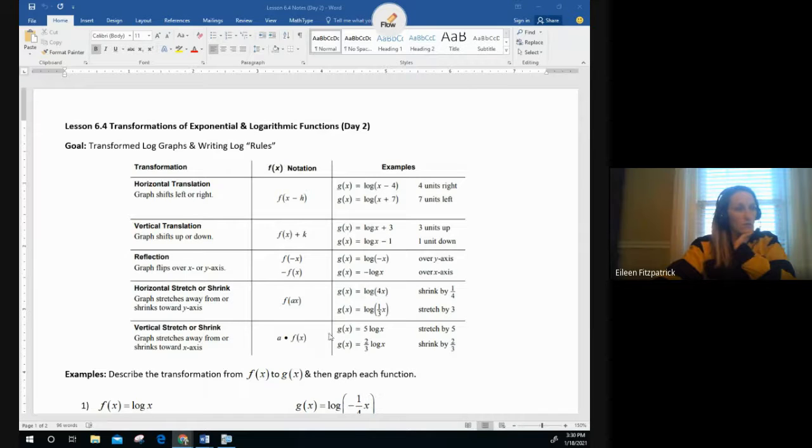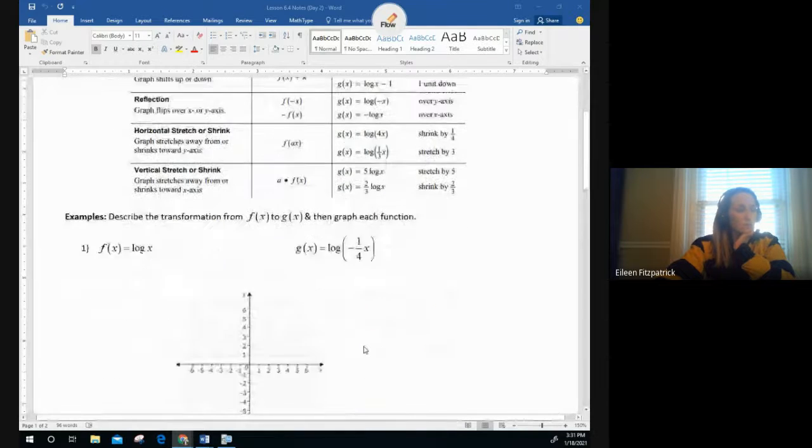Okay, so again, you have your notes here on the different transformation rules, which should look very familiar to all of our other transformation rules. And you can see examples here. This is an example of 4 units to the right, 7 units to the left, 3 units up, 1 unit down. So in parentheses, outside parentheses. Changing the sign of the x reflects over the y. Changing the sign of the y reflects over the x. Horizontal shrink of 1/4. Horizontal stretch of 3. Vertical stretch of 5. Vertical shrink of 2/3.